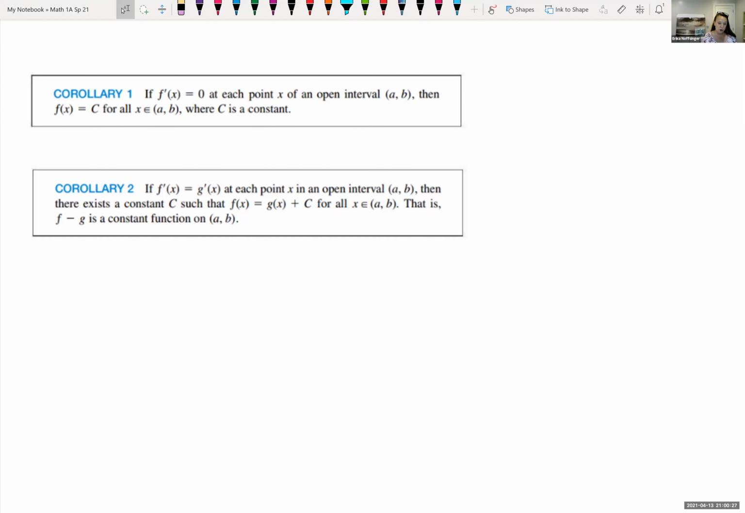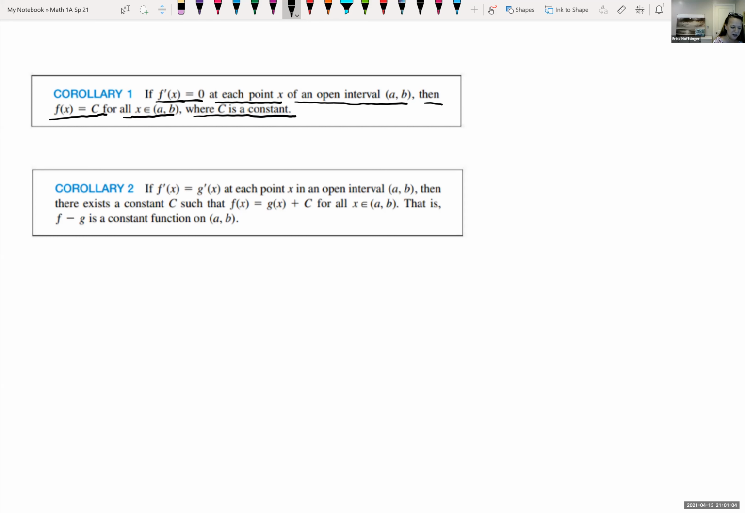Okay, so there's 2 corollaries in this section that talked about Rolle's theorem and the mean value theorem. Corollaries are kind of like theorems. They have been proven and hold true. They just aren't as strong. In here, corollary 1 states that if the derivative is equal to 0 at each point x on some open interval AB, then our function has to equal a constant c for all x contained in AB. C is that constant.